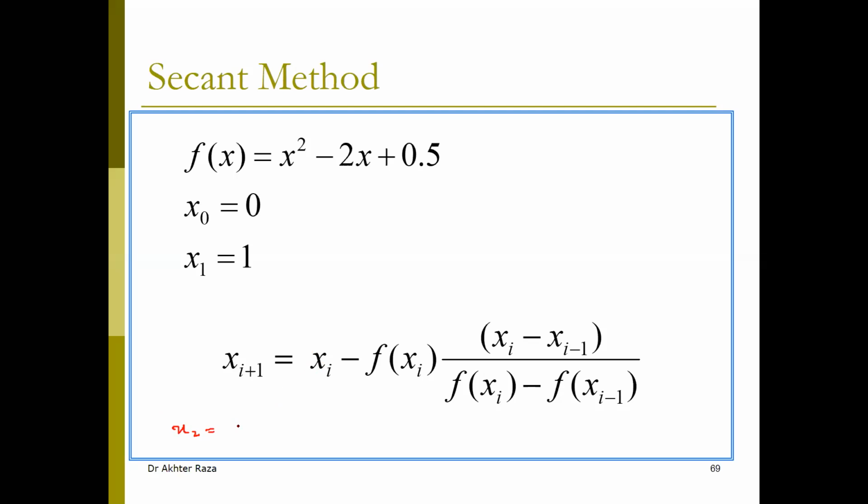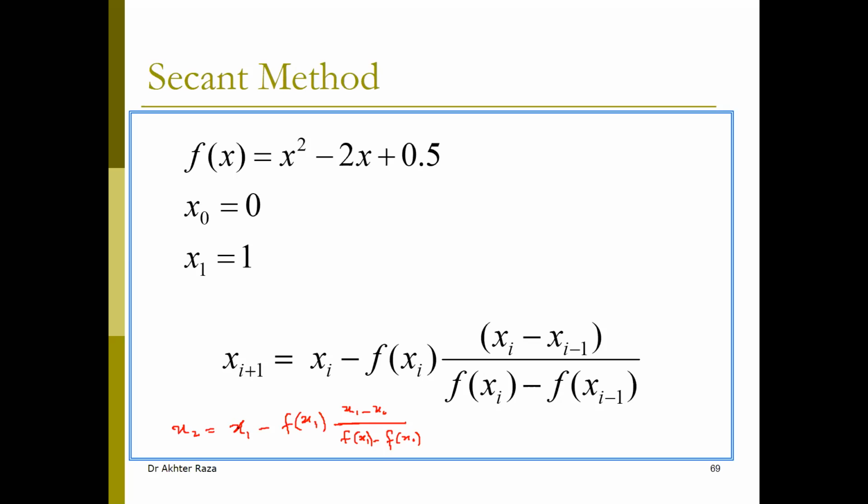x2 is equal to x1 minus f of x1, multiplied by x1 minus x0, divided by f of x1 minus f of x0. This is the new entry.